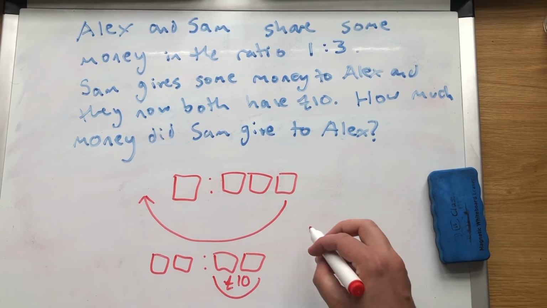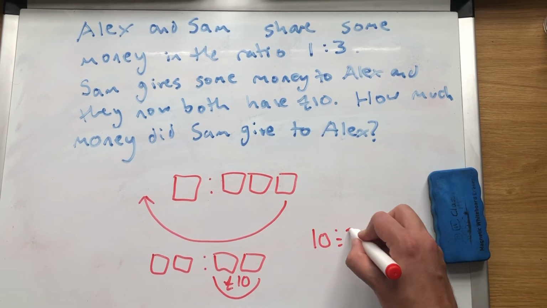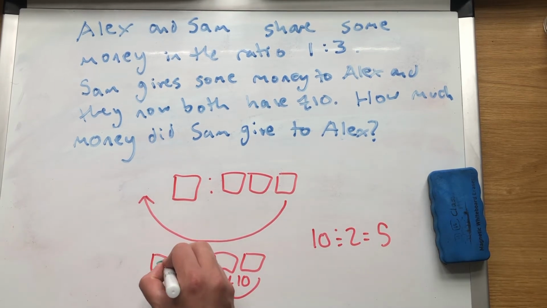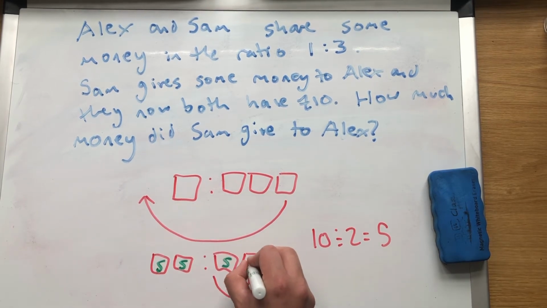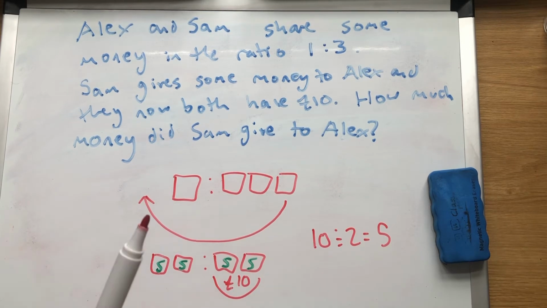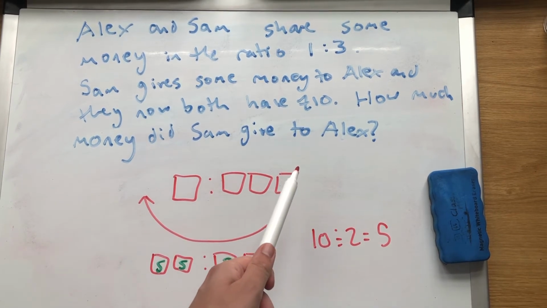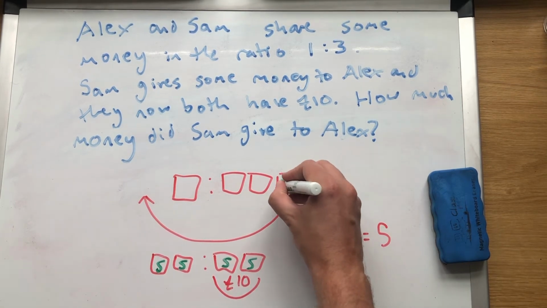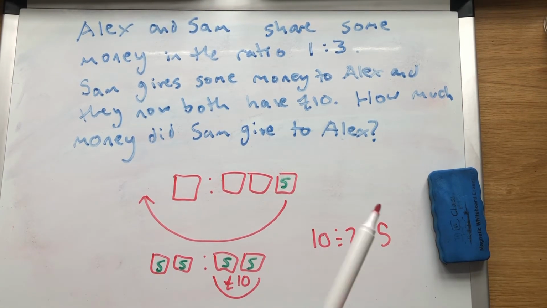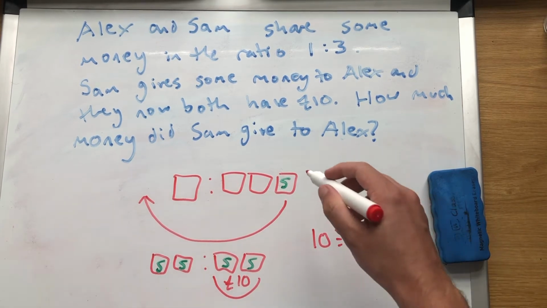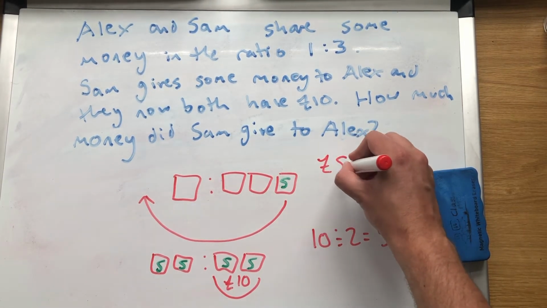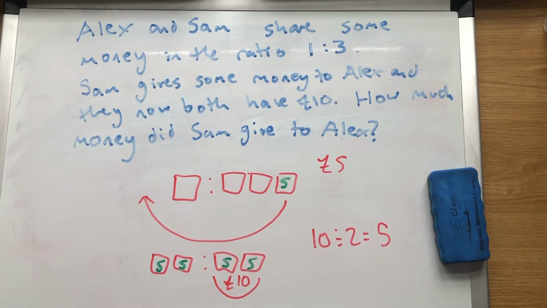There's 2 boxes, we'll do the total divided by the number of boxes and it's 5, which means that every single box is worth 5. How many boxes did Sam give to Alex? Well, Sam only gave 1 box to Alex. So Sam gave how much money? £5. 1 box is £5. Sam gave 1 box, so Sam gave £5 to Alex.